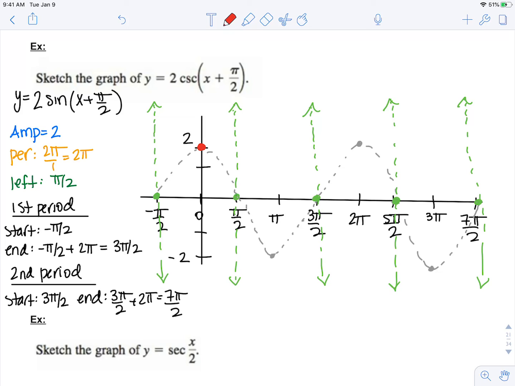But if sine is going down, the reciprocal is going to go up for cosecant. Notice I'm doing solid lines now because I'm doing cosecant. Same amplitude point, but now it's going to go the opposite way of sine. Same amplitude point, going opposite of sine.